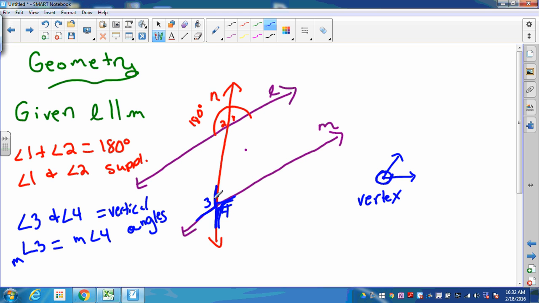Now, the cool thing about this right here is we actually have two sets of vertical angles. I want to change colors on you again because I'm going to name this one angle 5. Can you see the 5? And angle 6, because angle 5 and angle 6 are also vertical. So I'm going to put this over here to the right. Angle 5 and angle 6, vertical angles. All right, which tells us again that the measure of angle 5 equals the measure of angle 6 because they are vertical angles.